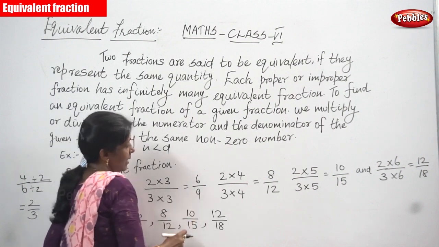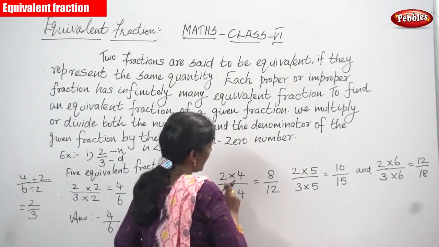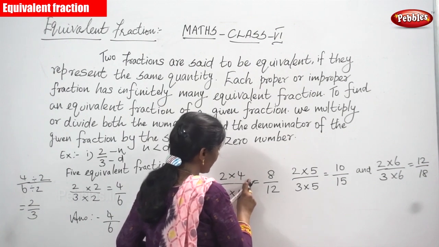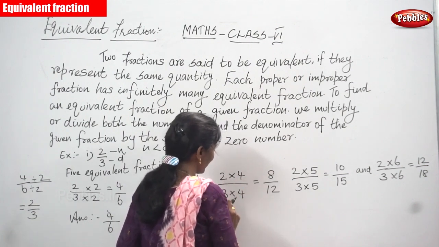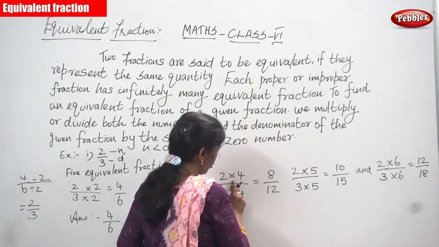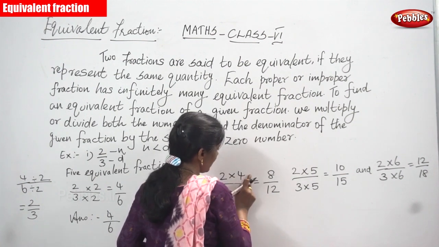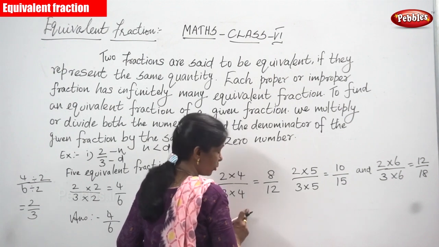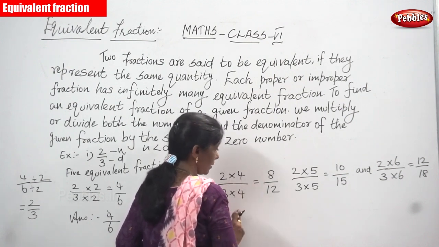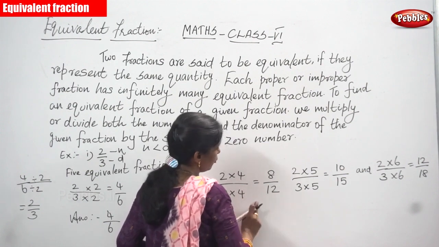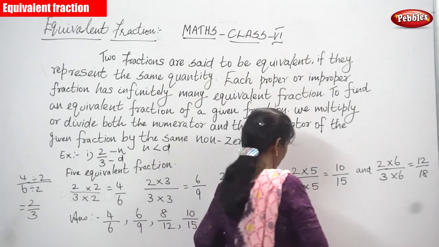Okay, 9. And 2 by 3, I am going to multiply by 4. And also 3 is going to multiply by 4. So the numerator is going to multiply by 4 and the denominator also going to multiply by 4. I can get 8 by 12. 2 into 4 I got 8, and 3 into 4 I got 12.